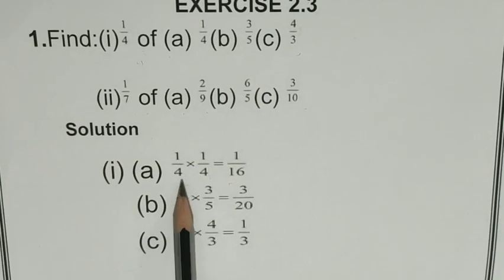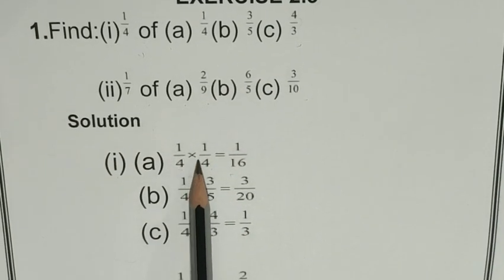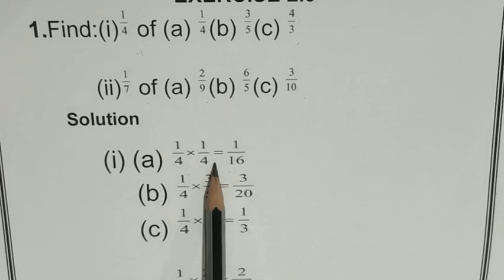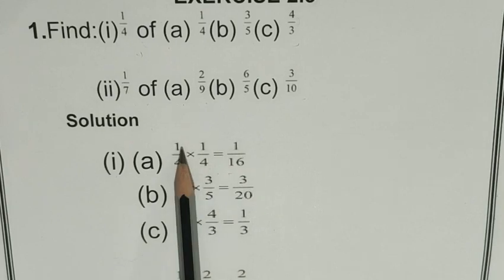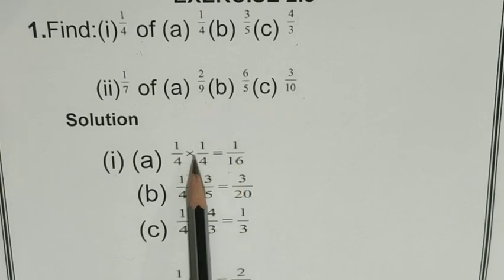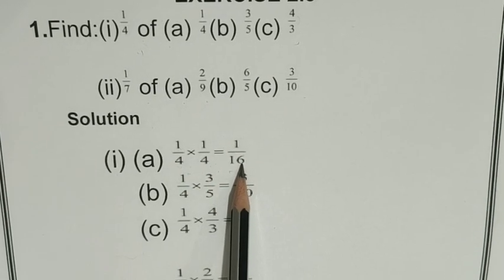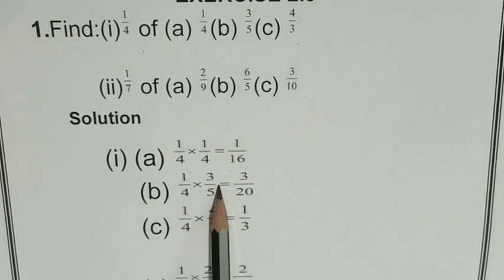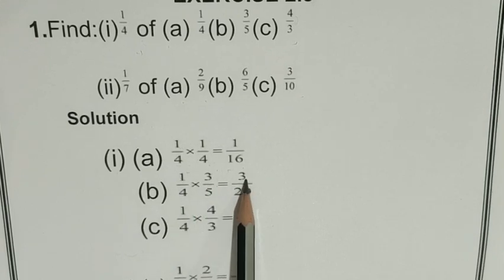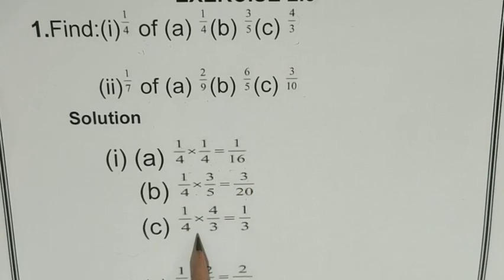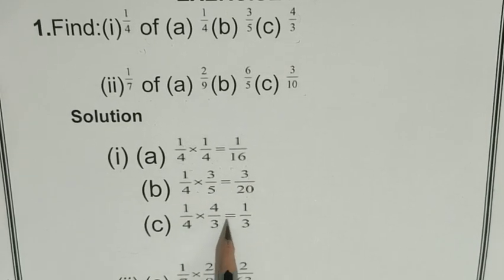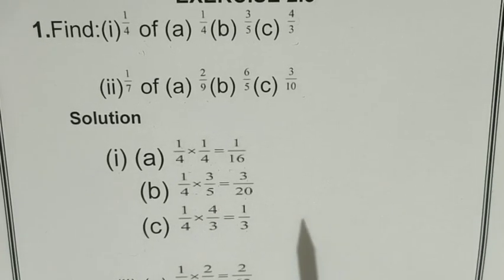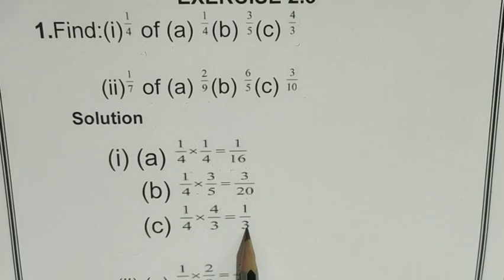So we can go for the solution now. First part. The first question was 1 by 4 of 1 by 4. So 1 by 4 into 1 by 4. What is the rule of fraction into fraction? Product of the numerators, 1 into 1, 1 is the answer. 4 into 4 is 16. So the fraction is 1 by 16. Again 1 by 4 into 3 by 5. So 1 into 3 means 3, 4 into 5 means 20. Similarly, 1 by 4 into 4 by 3, the answer is 1 by 3. So 4 and 4 you can cancel, if any common term is there. So 1 by 3 is the answer.